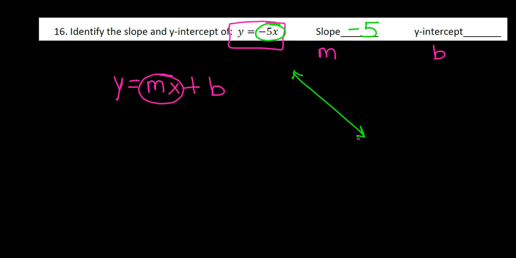And then I need to look for the y-intercept. And the y-intercept in this question, there's nothing over here, so it's just a plus 0. And that would indicate to me that this line is going to go right through the origin. It has a y-intercept right through the origin. All right, let's go on to number 17.